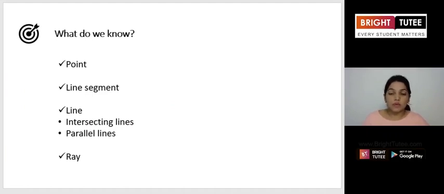Let's quickly check our prior knowledge. So I hope you do remember that in the last class you learned about point. Then you learnt about line segment, you learnt about line, where you learnt about intersecting and parallel lines, and finally you learnt about rays. I hope you remember.